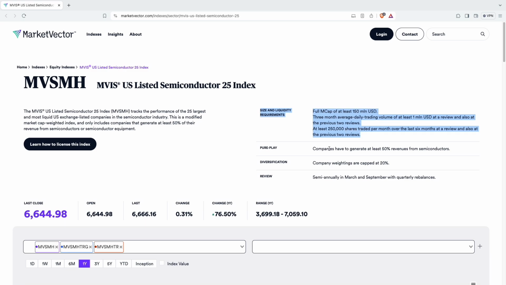Second row down, it also needs to meet some business and revenue requirements. Over here, companies must generate at least 50% of revenue from semiconductors. And then a little bit more into the index, weighting is capped at 20%, and the index gets rebalanced 2 times a year, March and September.